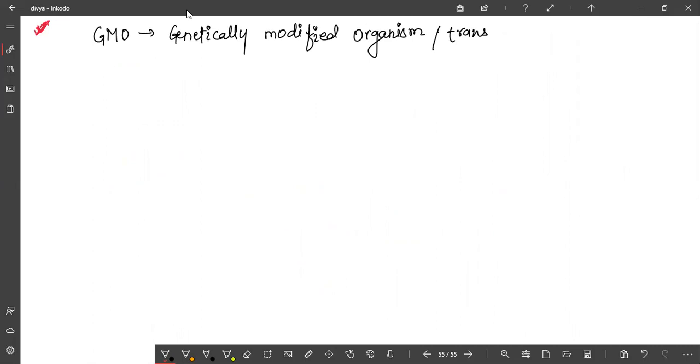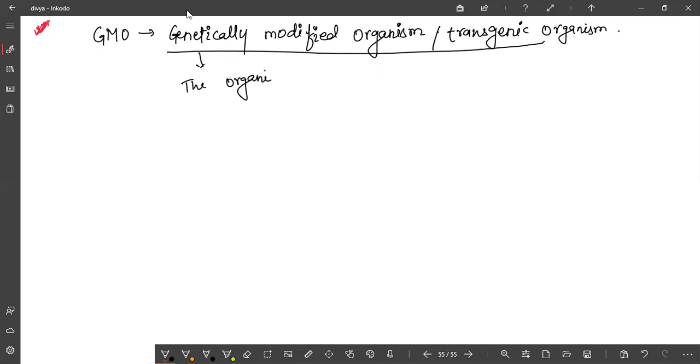It is also called transgenic organism. Transgenic organism means the organism whose genetic materials are modified. Modified means you have introduced something or you have removed something. So this will be known as genetically modified organism.